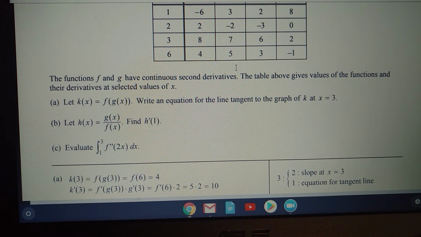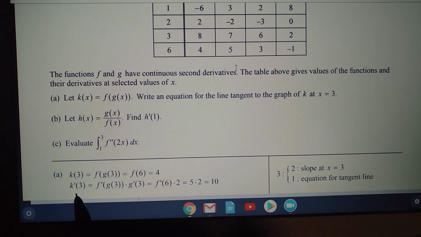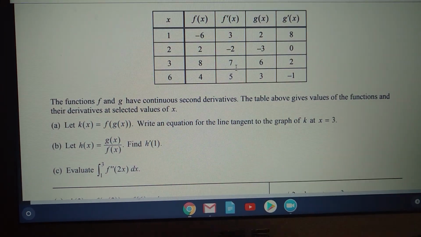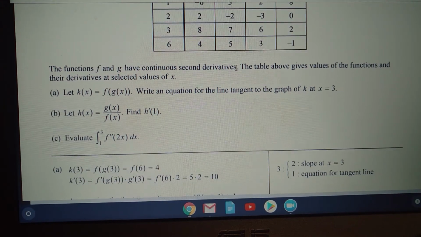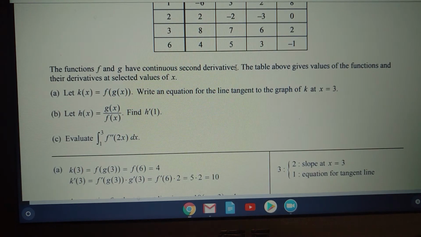And then I have to get my slope. My slope requires chain rule. So I know the derivative of k is going to be the derivative of the inside function g times the derivative of f with the g left alone. So g of 3 would give me 6, so I would get f prime at 6. f prime at 6 is going to be 5. And then g prime of 3 is going to be 2. So substituting in there, I've got 5 times 2, or 10. So I have a slope of 10 and a point of (3, 4).